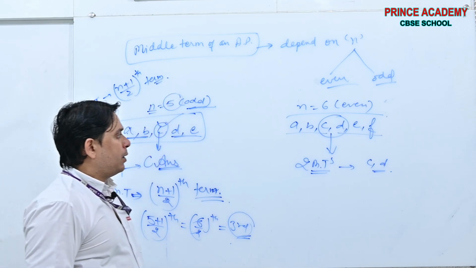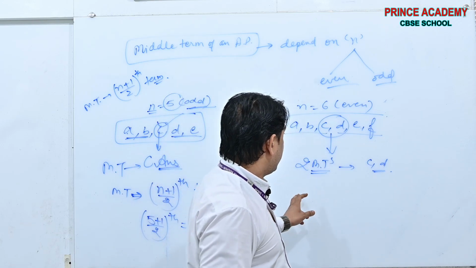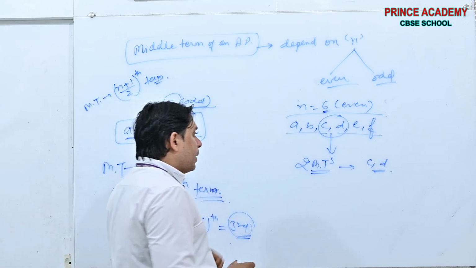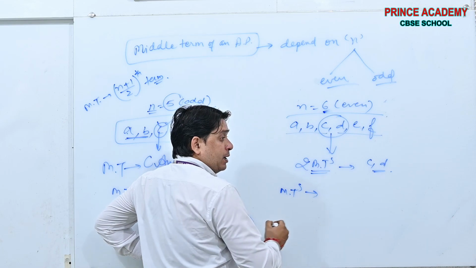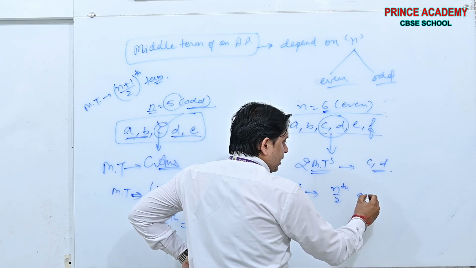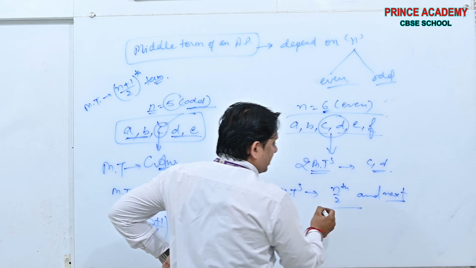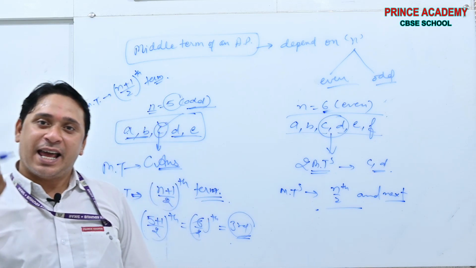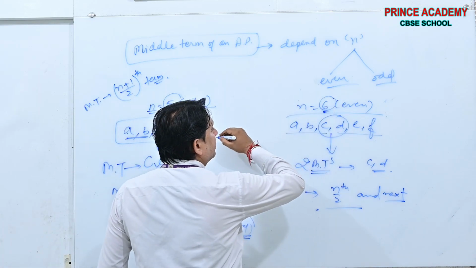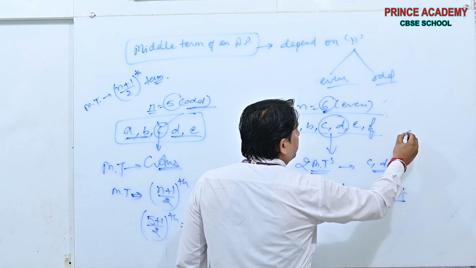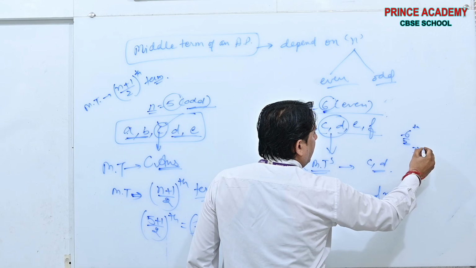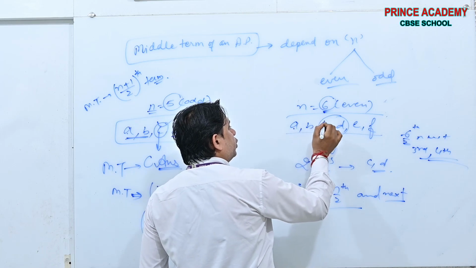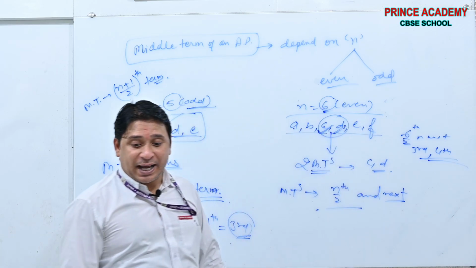Done. Now if you see here, when n is even, the middle terms are n by 2th and the next to it. See, here n was 6, so n by 2th means third and next is fourth. Third and fourth. 1, 2, 3, 4. Okay beta, you got my point.